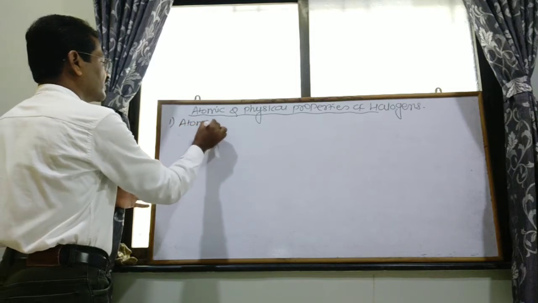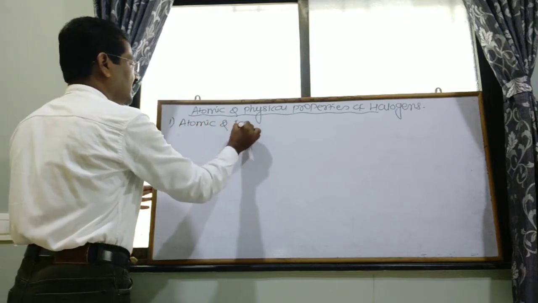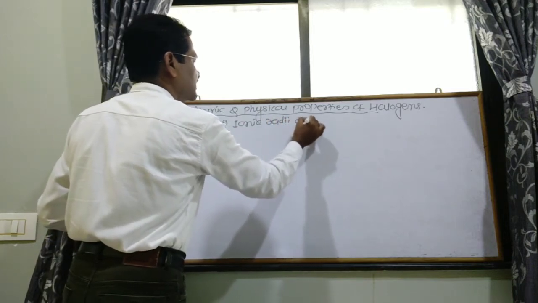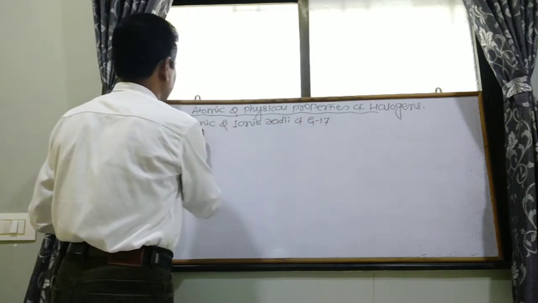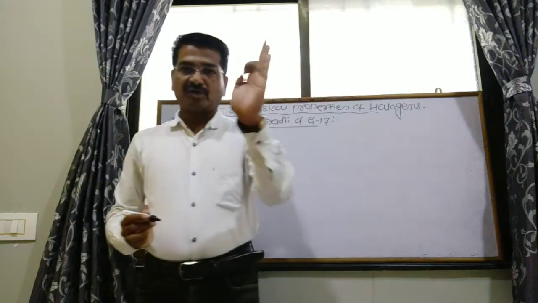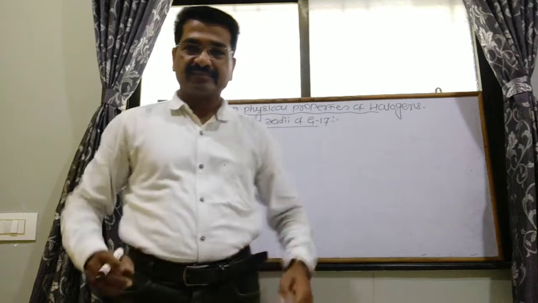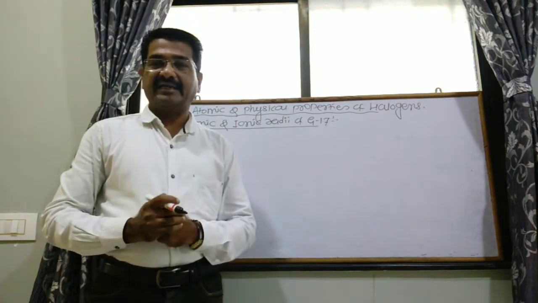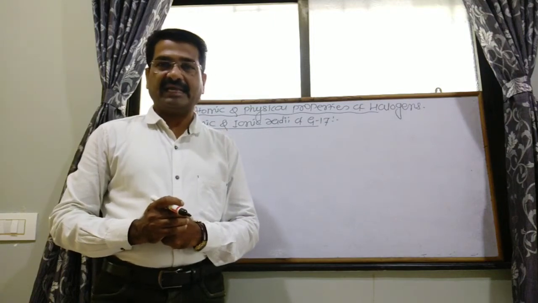Atomic and ionic radii of G17. A question may be asked for the board pattern: explain atomic and ionic radii of G17 elements.